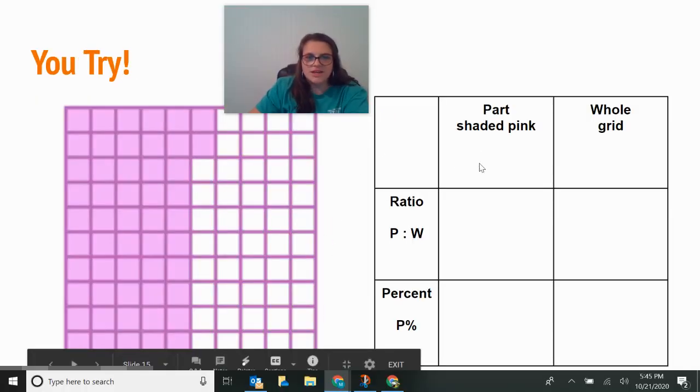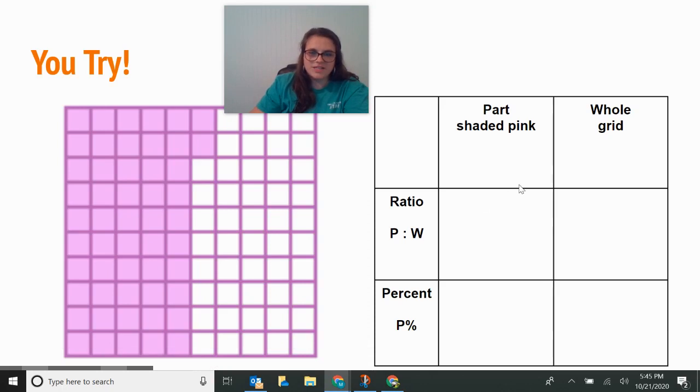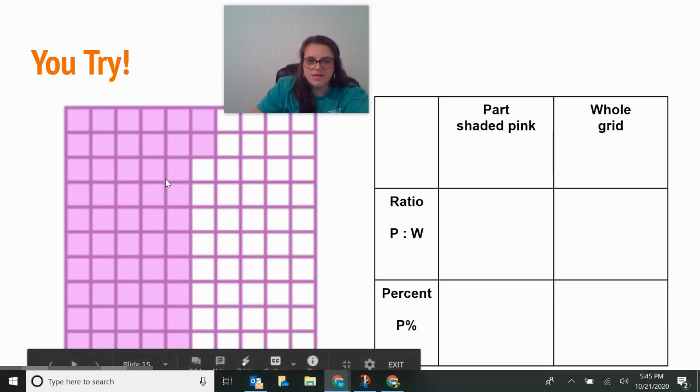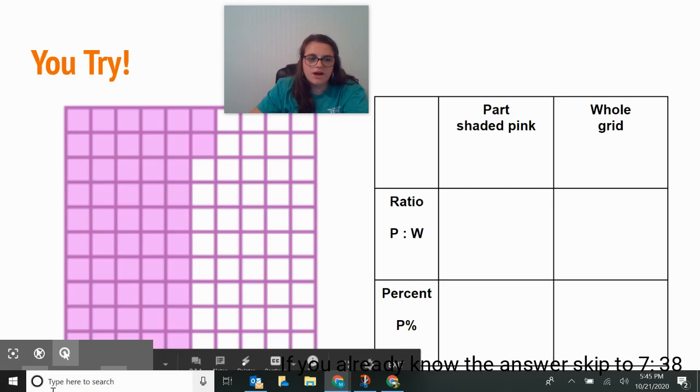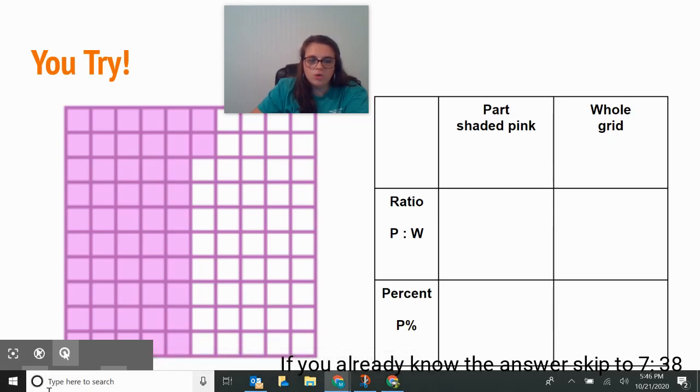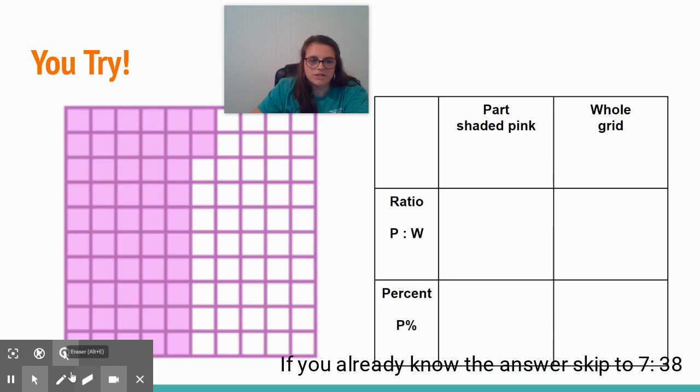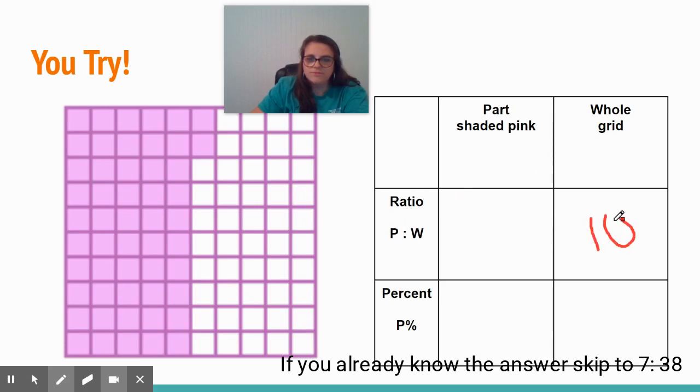So let's try this. I would love y'all's help to fill in this ratio table based on this model over here. This model is another hundreds grid. So what do we automatically know that we can write in the whole spot on our grid? The whole for our ratio is going to be 100.